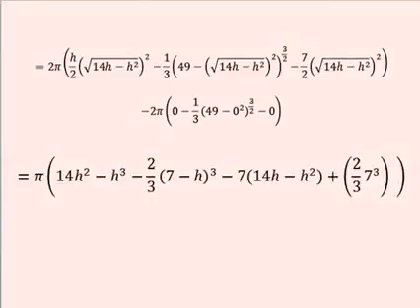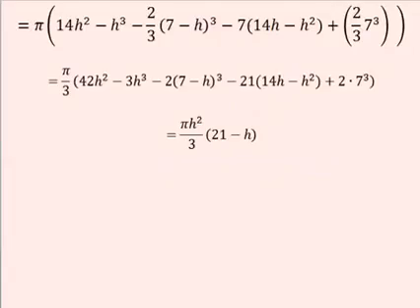So far, this is what I have. Still non-trivial. Now, you're going to have to take 7 minus h, raise it to the 3rd power. So you're going to have to find this binomial. And then there's a lot of algebra and cleaning up. When you're all done with the algebra and the cleaning up, this is the volume of the water as a function of h.